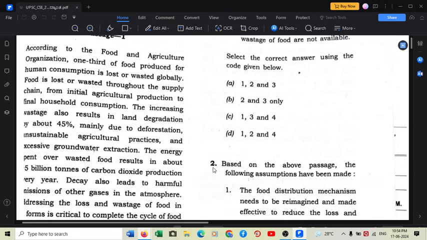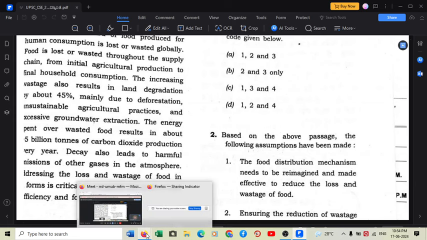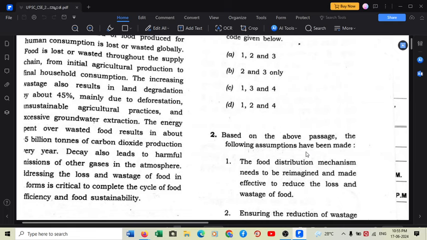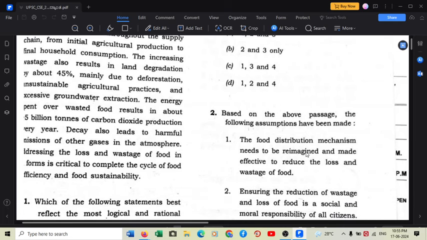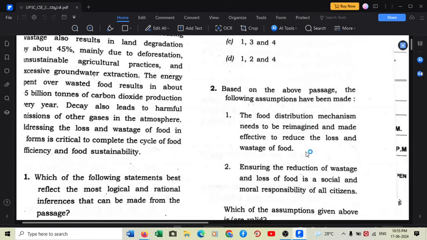Moving to the second question from the passage. Based on the above passage, the following assumptions have been made. Assumption number 1: the food distribution mechanism needs to be reimagined and made effective to reduce the loss and wastage of food.